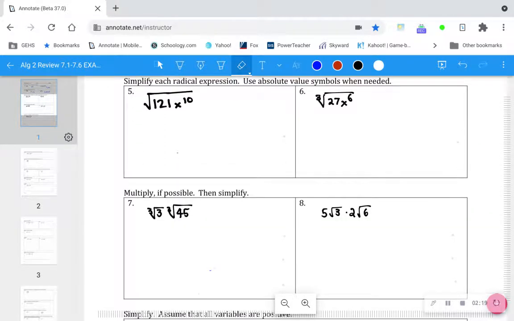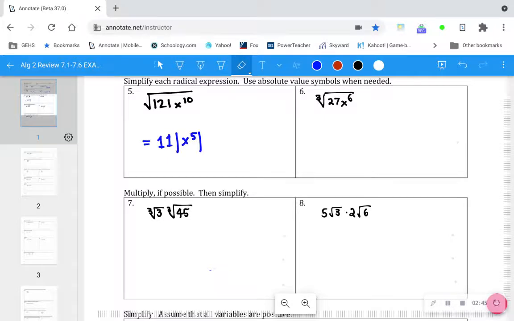Okay, on number 5, you're going to just take the square root of both parts of it. Now, you treat them differently. This is going to be 11. But in the second part where you've got an exponent, you divide the exponent by the index out there, and the index when it's blank is 2. So we'll get a 5th power when we're done with this.